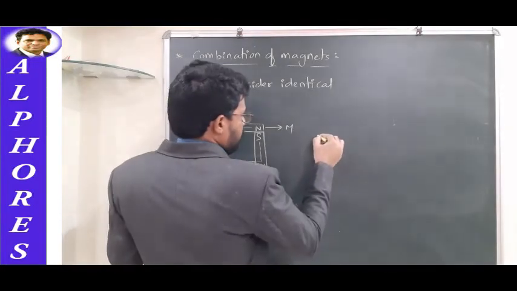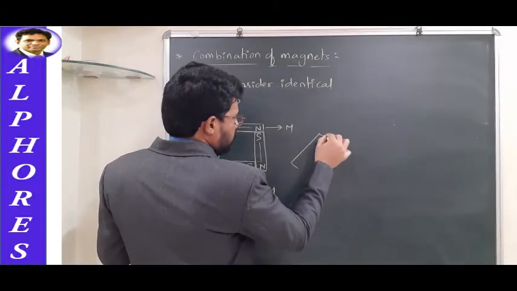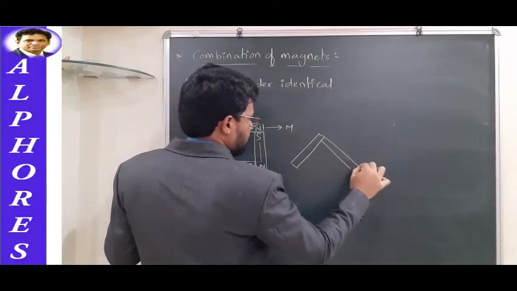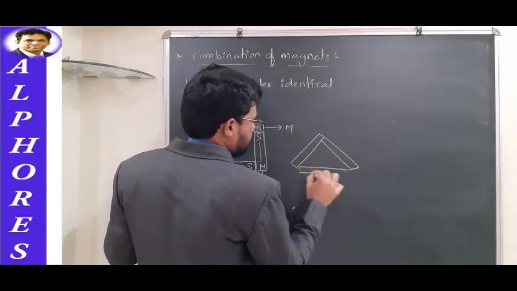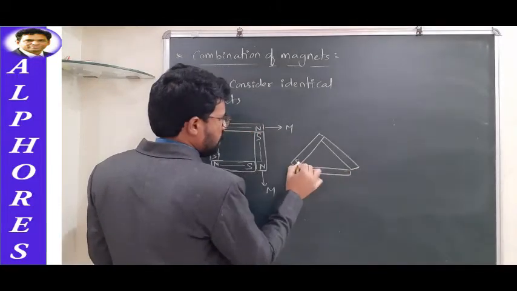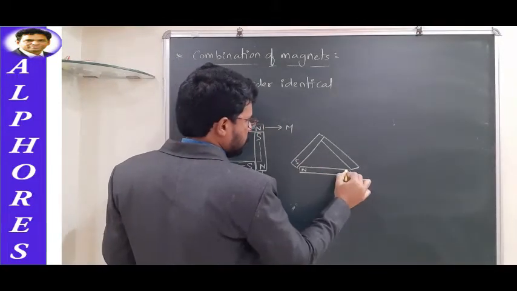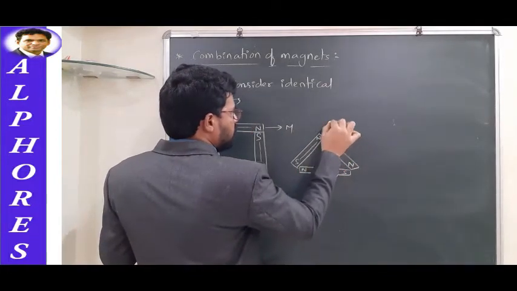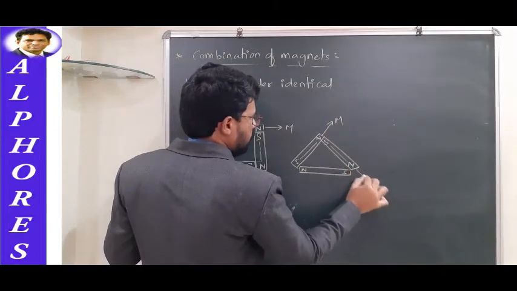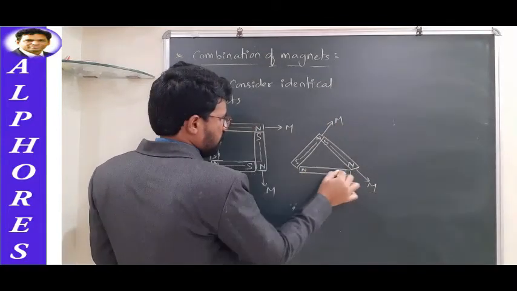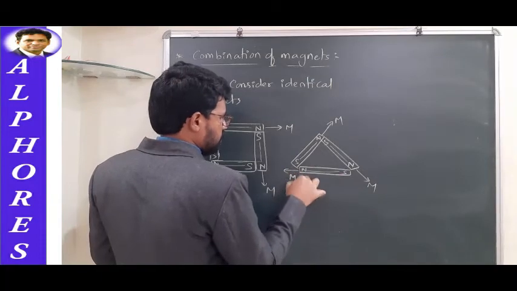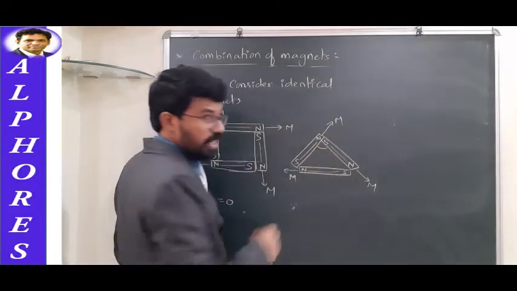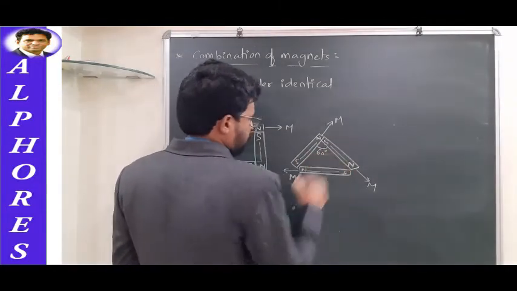Not only this kind of arrangement, you can have 3 identical magnets arranged something like this. All are identical, with unlike poles touching each other. Its magnetic moment is along this direction, M. Its magnetic moment is along this direction, and its magnetic moment is along this direction. So what kind of triangle will it form? It will form an equilateral triangle because all are identical, no? So here the angle is 60 degrees.